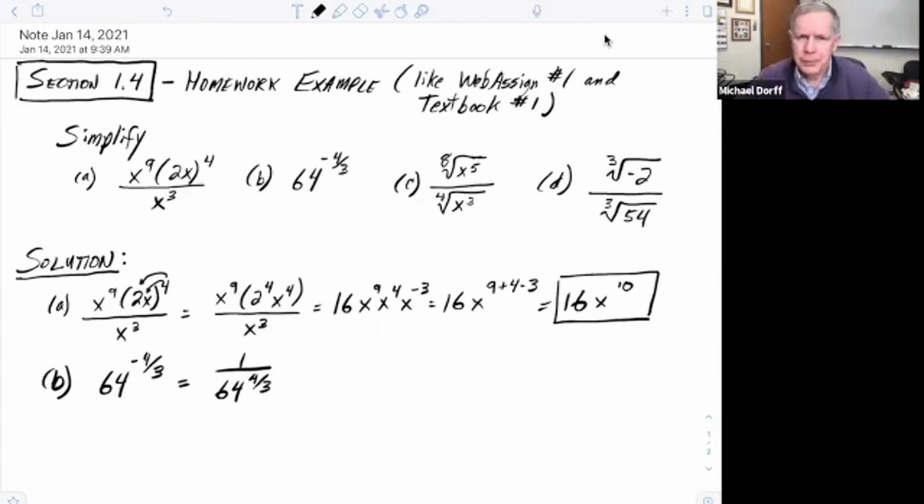Now, what about the 4/3? That means I'm going to take the third root of my number, the number in the denominator, and then I'm going to put it to the fourth power. So one way to solve this problem is to ask yourself, what number times itself 3 times gives me 64? That would be taking the third root of 64. And then I would take that answer and put it to the fourth power, and I would be done. But I think it might be easier to see if I show this a different way.